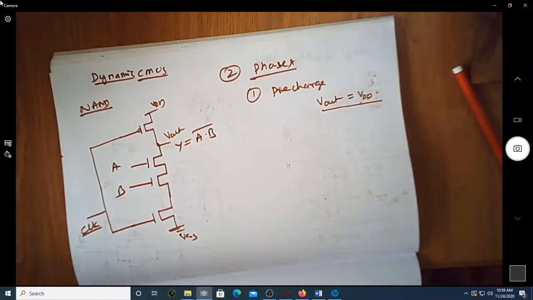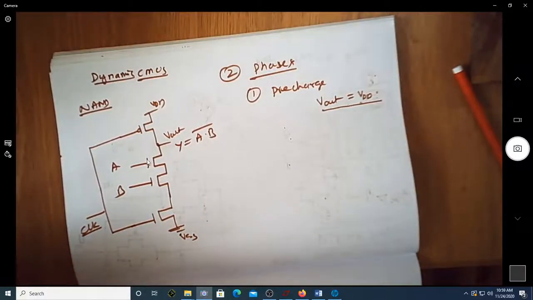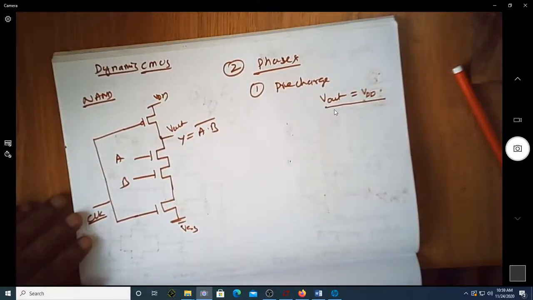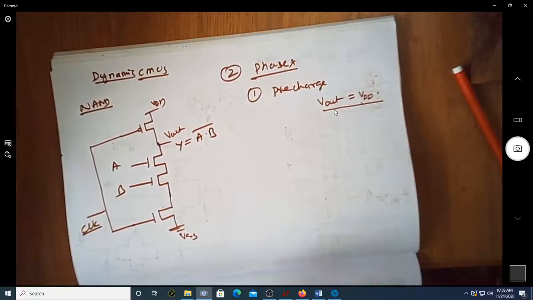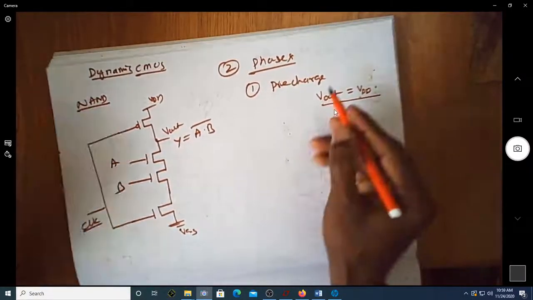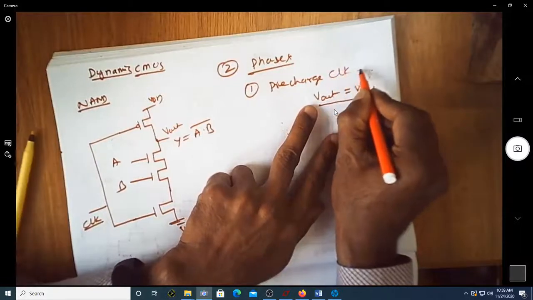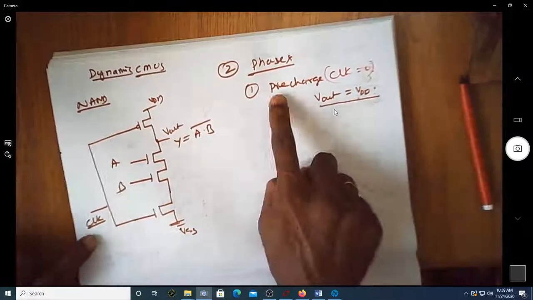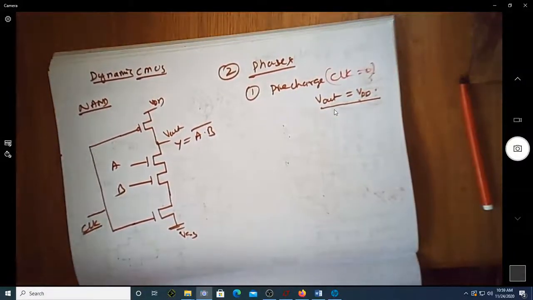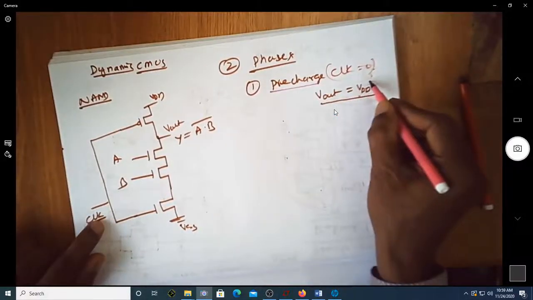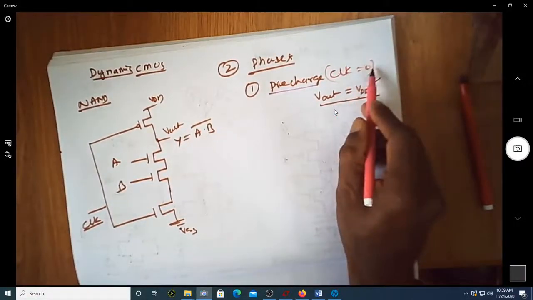Okay, sorry. During this pre-charge condition, irrespective of the combination that I want to implement, the output will be made equal to VDD. So this will happen as per this circuit diagram. This will happen when clock is made equal to 0. When clock is made equal to 0, this is called pre-charge. What is pre-charge? The output is made pre-charge. The output is made equal to VDD when clock is equal to 0.